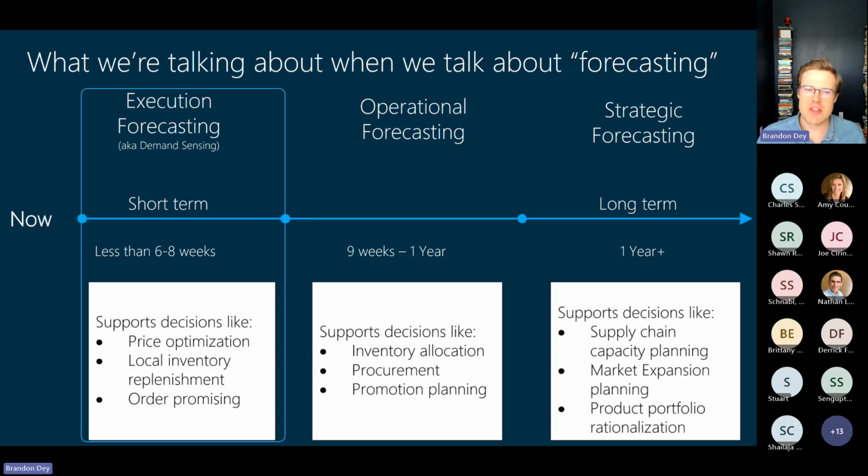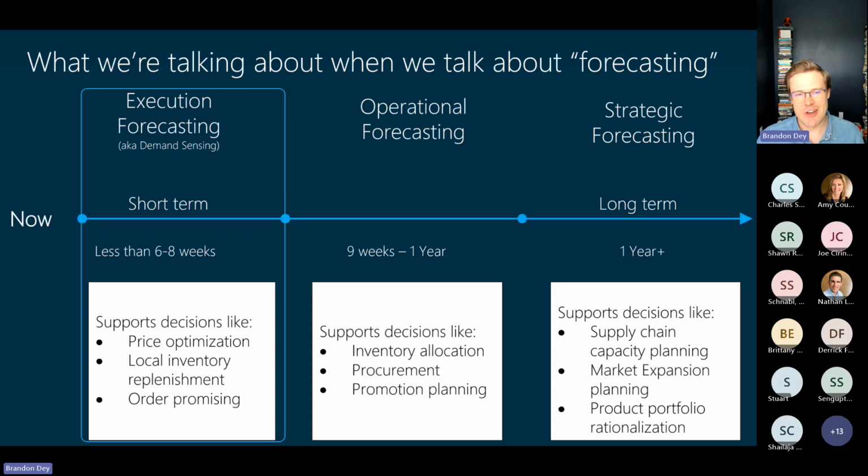There are 3 different flavors of this. I'm talking about the short-term forecasts that typically happen over or less than 6 to 8 weeks. Sometimes this goes by different terms. Sometimes it's called execution forecasting. Sometimes it's called demand sensing. Sometimes it's demand planning. It's all the same thing. It's forecasting in the near term.